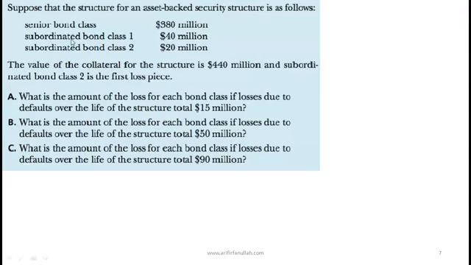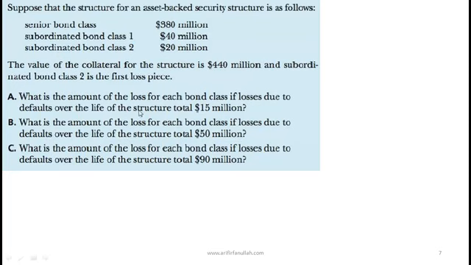Okay, now let's do this question. Suppose that the structure of an asset-backed security is as follows. You have a senior bond class with 380 million. This is the subordinate bond class and so on. So let's see you try to solve this problem. It's an example from the curriculum.